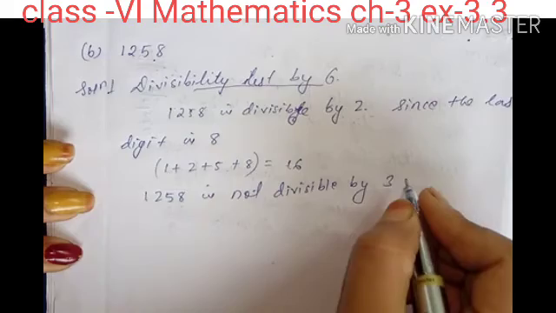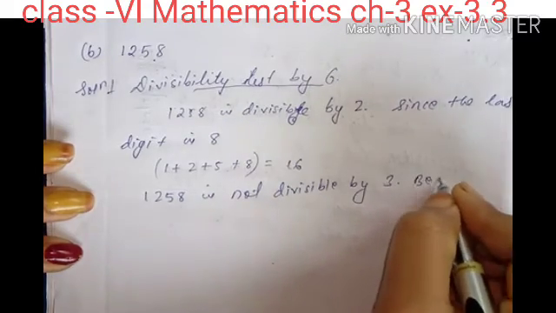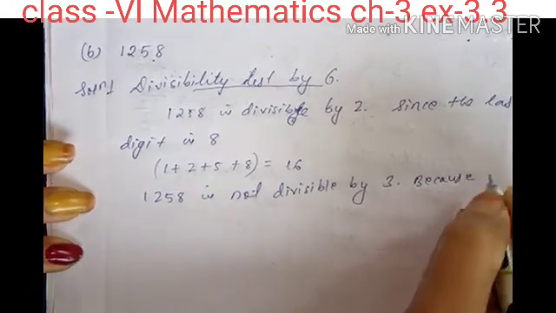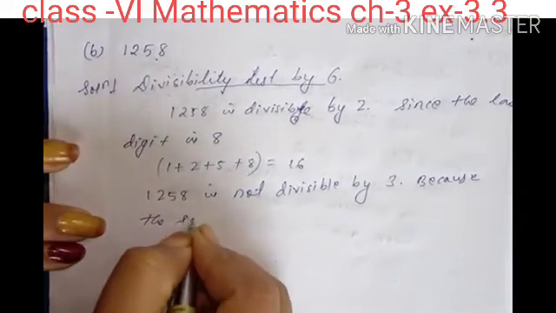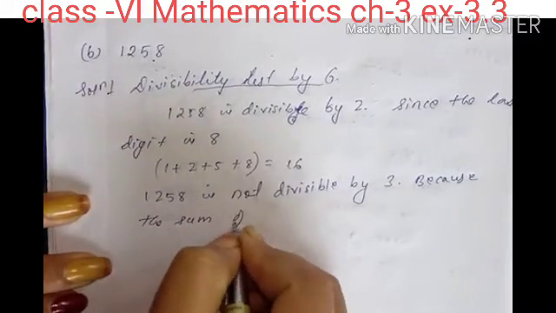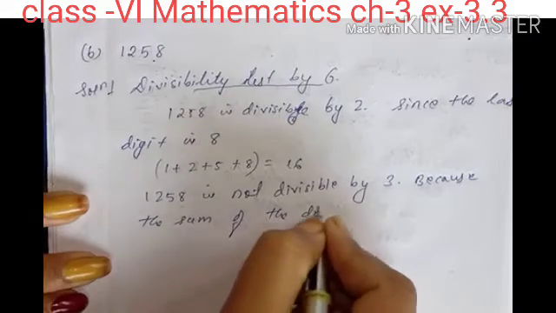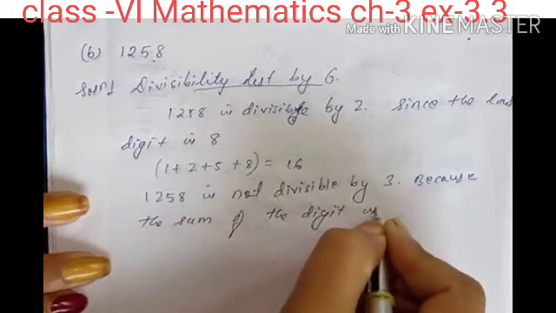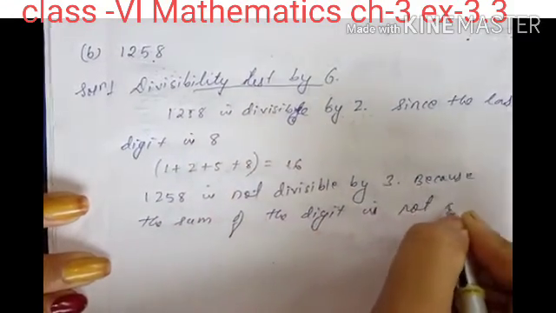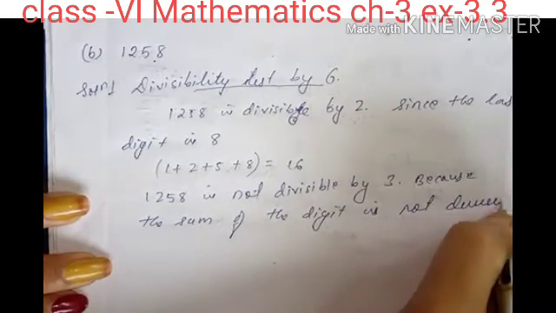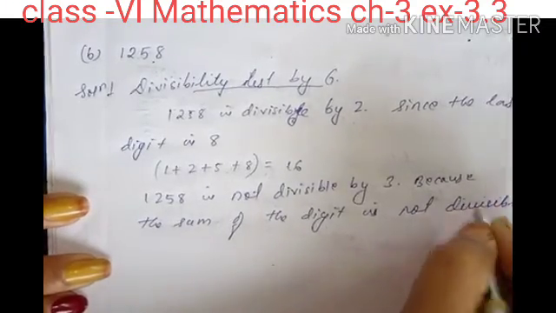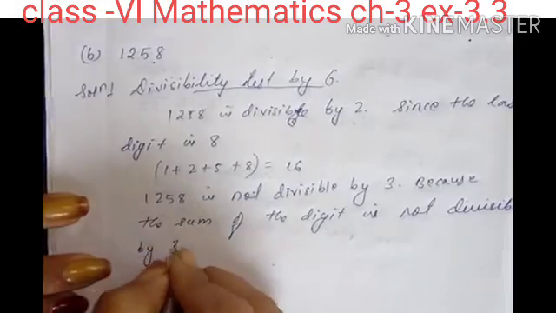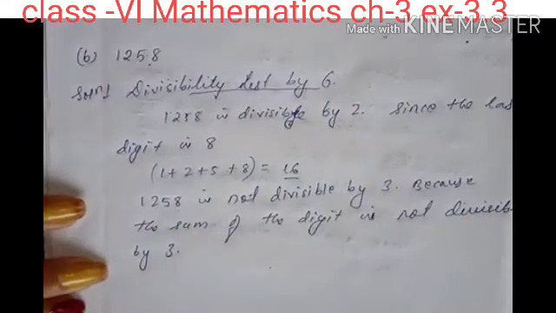3, because the sum of the digits is not divisible by 3. Why? Because 16 is not divisible by 3, isn't it?